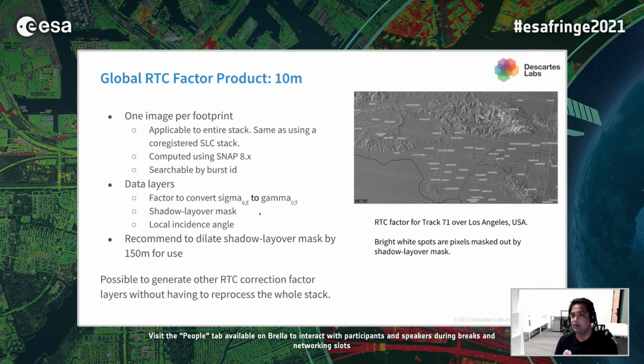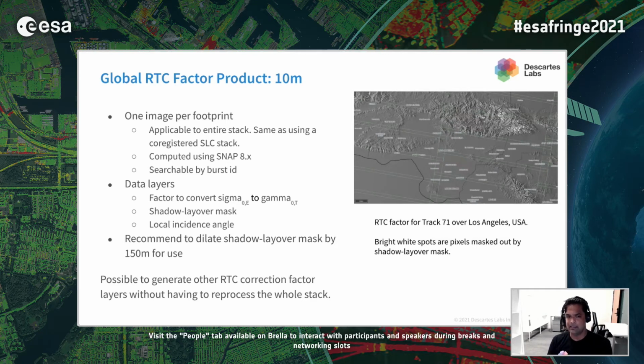So one advantage is you can already go over your AOI and see whether your area is going to be in shadow and layover. Because the orbit tube is so tight, this tells you whether your AOI is going to be feasible for analysis in a particular geometry. We also provide local incidence angle. This is mostly for machine learning algorithms that want to take a notion of local terrain into account.